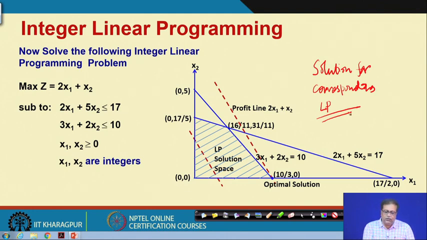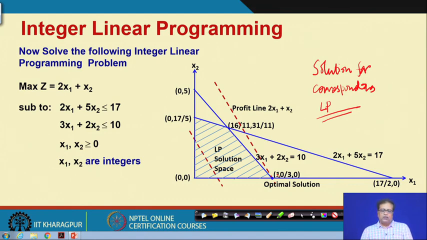So, what do we do? We take the x axis and the y axis, and then we draw one line for 2x1 plus 5x2 equal to 17, and another line for 3x1 plus 2x2. As we draw these two lines, along with x1 greater than or equal to 0 on this side and x2 greater than or equal to 0 on this side, we find this solution space. That is our LP solution space.